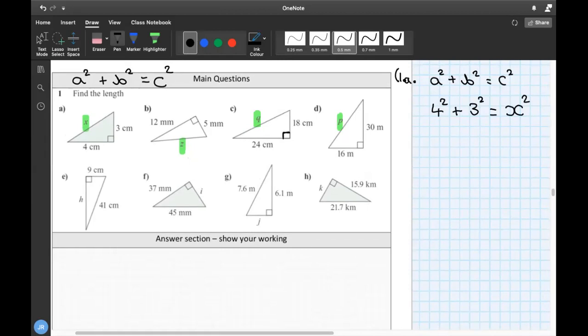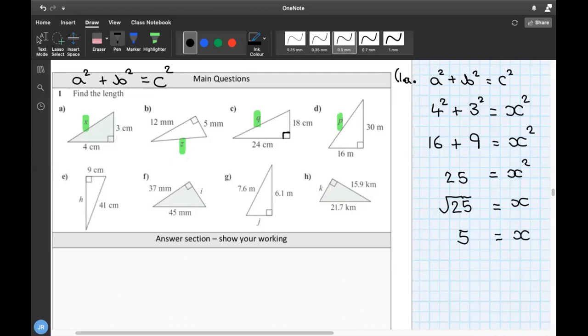We're now ready to simplify. So we've got 4 squared, 16. 3 squared is 9. And we haven't done anything with this x squared. It will remain the same. Next step, 16 plus 9. That gives you 25. To get from x squared to x, you need to square root it. So we're finding the square root of 25. Now, hopefully we don't need to use our calculators for this because we've recognized 25 is a square number. What number multiplied by itself, squared, gives us 25? That's going to be 5. So x is equal to 5. I now need to check my units. My units were all in centimetres, so they'll be in centimetres for my final answer. So 1A there, that was 5 centimetres.